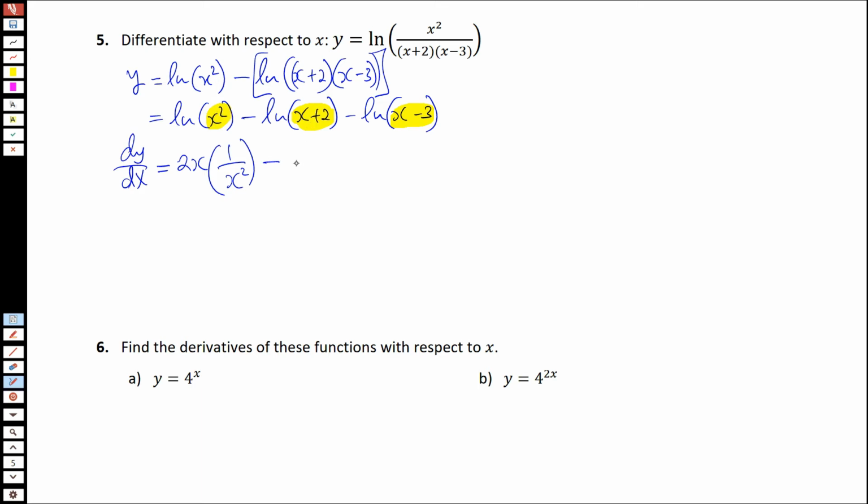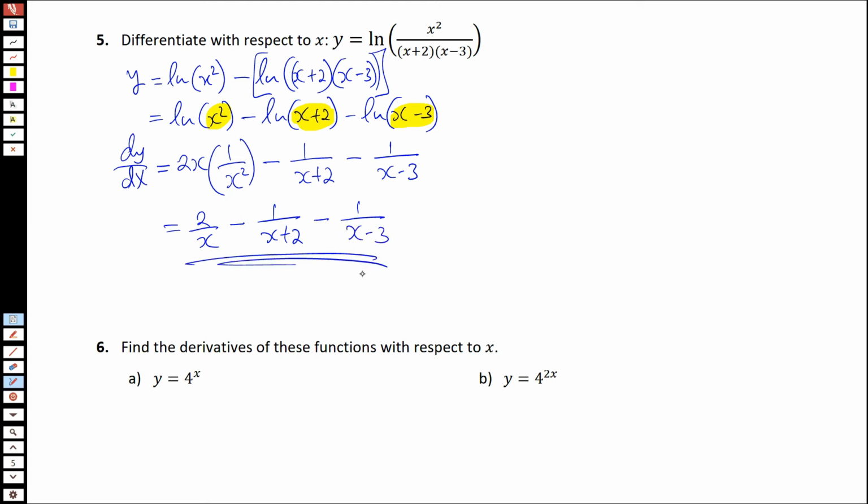Minus, same thing here. This will just be 1 over x plus 2, because derivative of x plus 2 is just 1. And here we have minus 1 over x minus 3. So the resulting expression will be 2 over x, because the x cancels, so 2 over x minus 1 over x plus 2 minus 1 over x minus 3. And that will be the required solution.